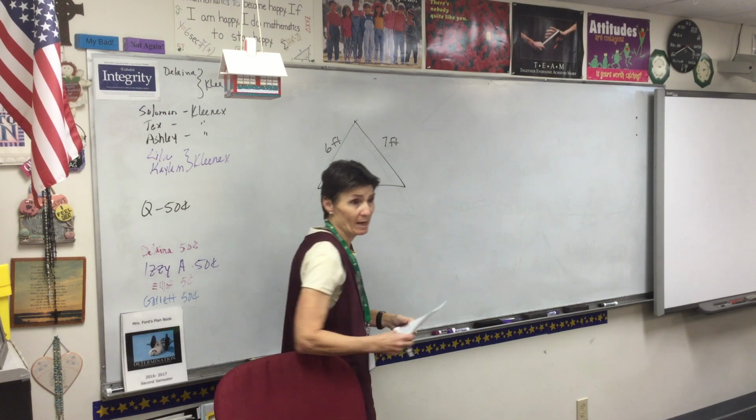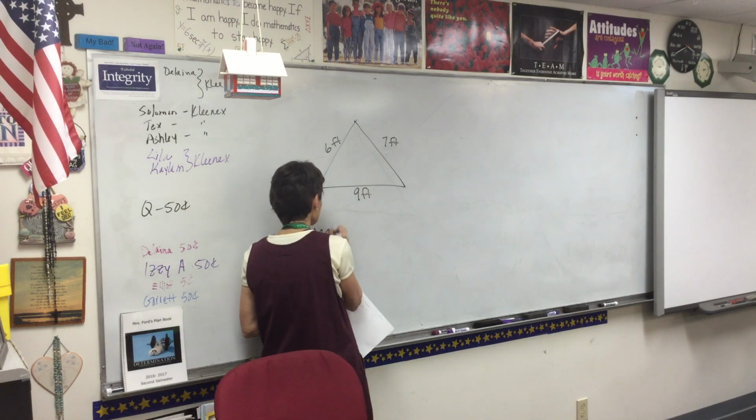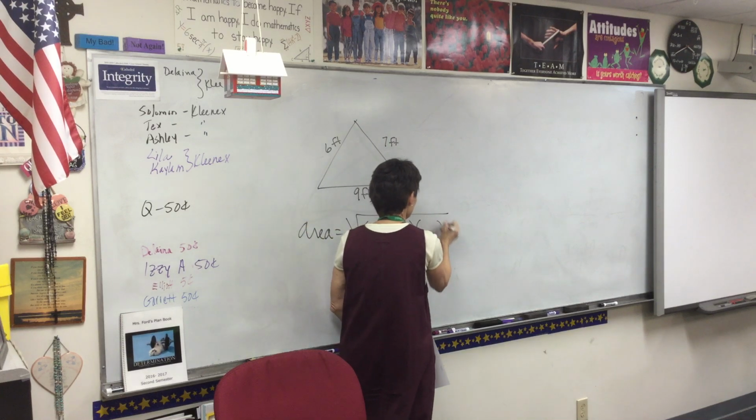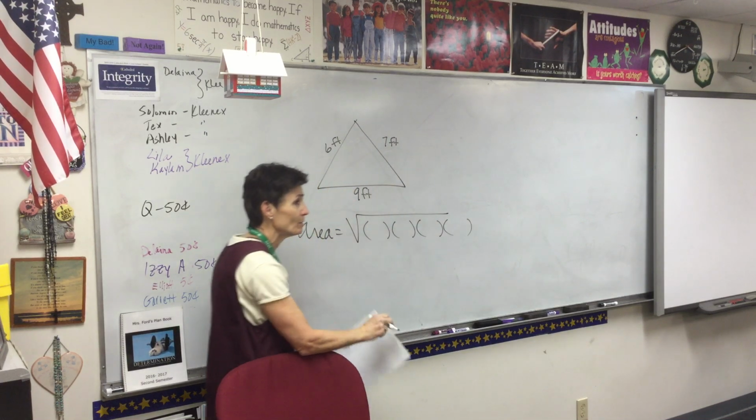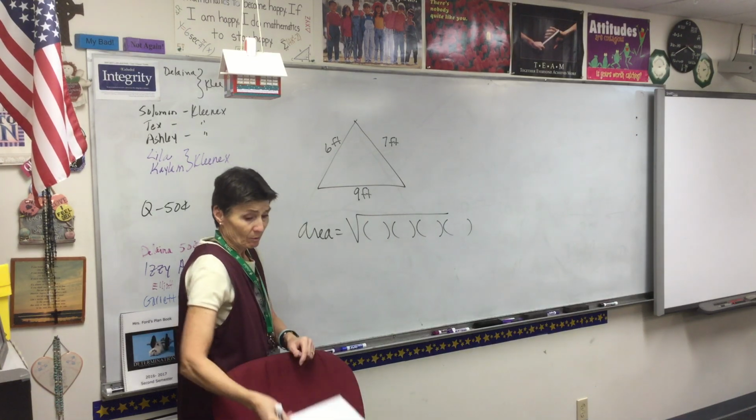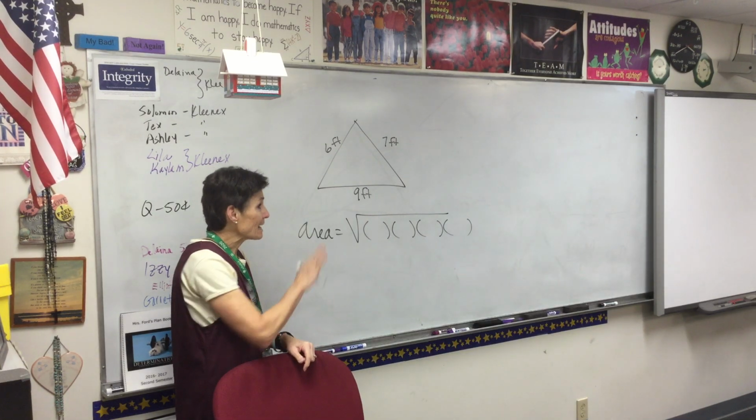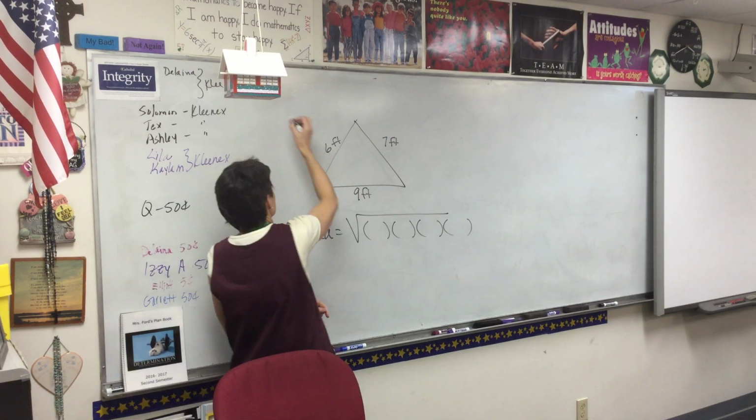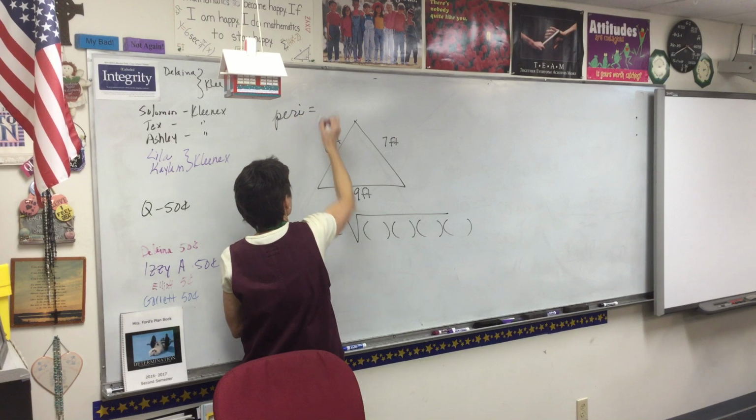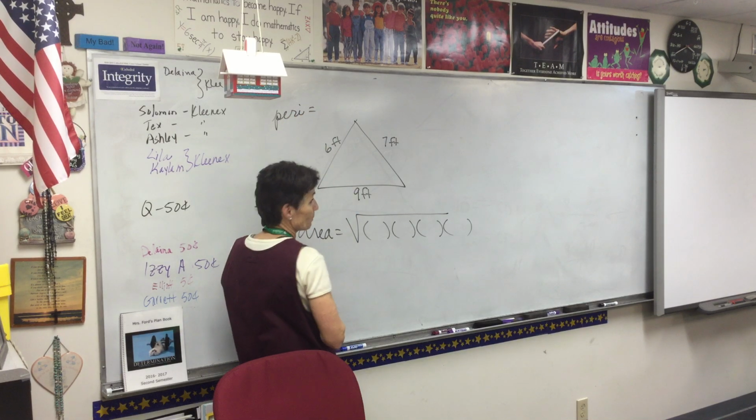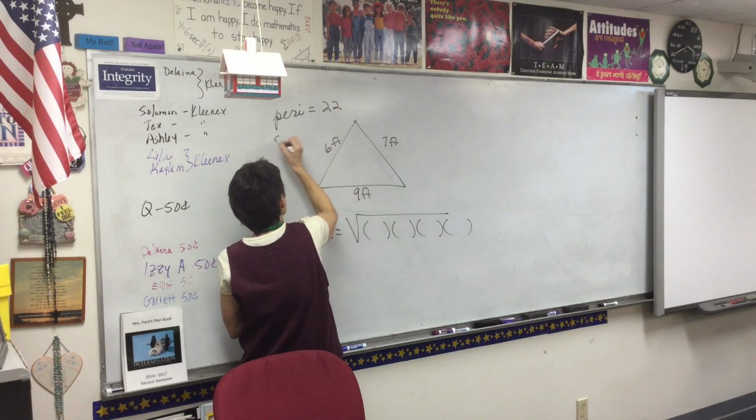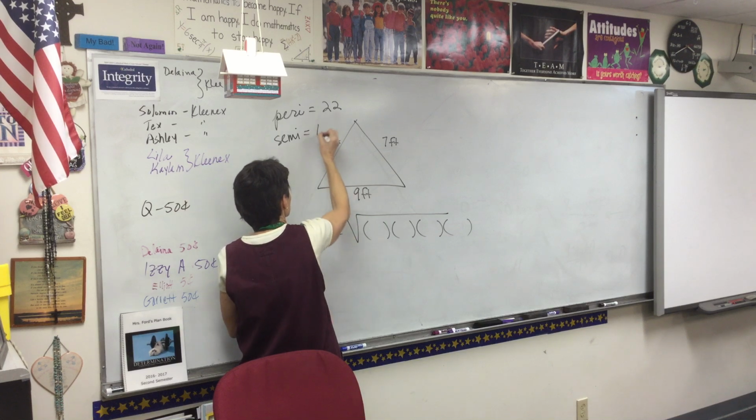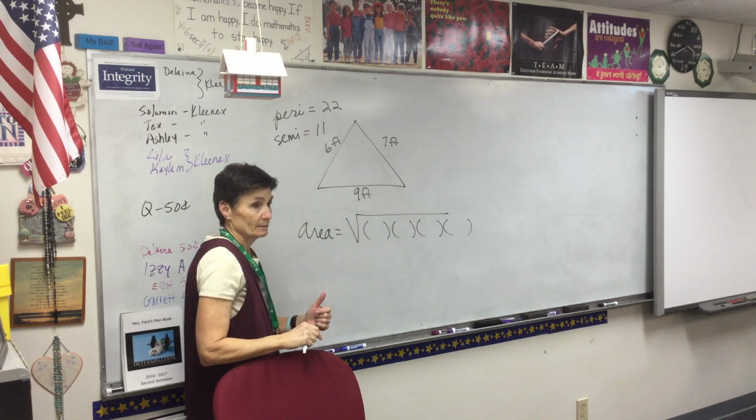Yes, Hero's formula. Hero's formula says that we can find the area by multiplying 4 things together and taking the square root. Now, look at your note card. What's that S stand for? Semi-perimeter. So what's the perimeter? Let's start with that. The perimeter is 22. So the semi-perimeter then would be 11. Half the perimeter.